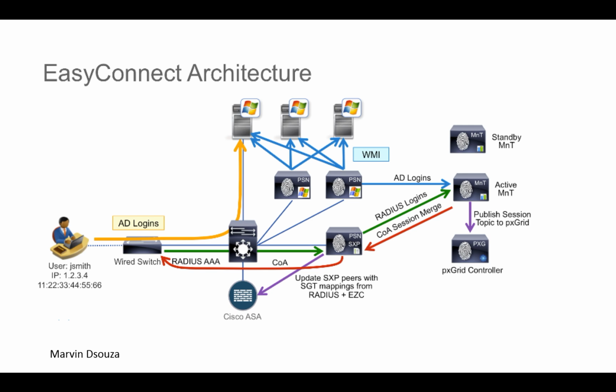In this video, we're going to look at Cisco ISE Easy Connect. ISE has primarily leveraged the 802.1x authentication protocol for all wired access and wireless access. In this video, we're going to focus primarily on wired access through a switch. What we're going to see is a user that is plugged into a switch authenticates using Active Directory.